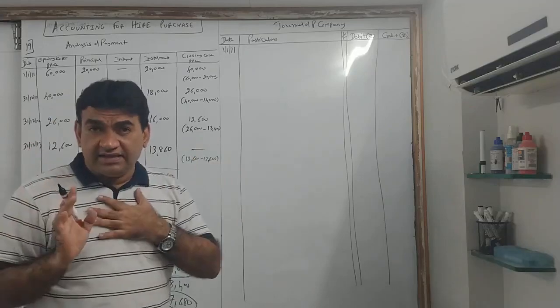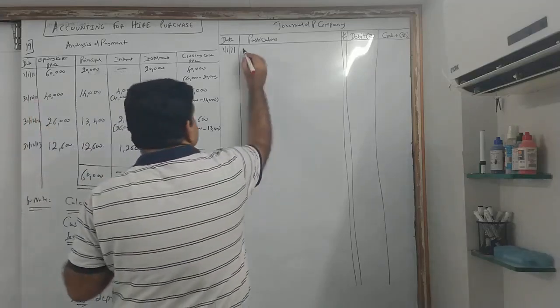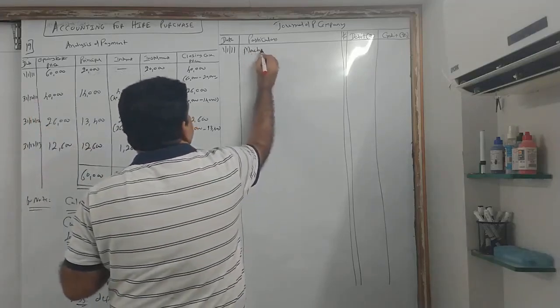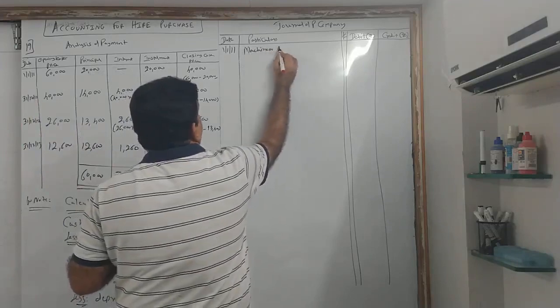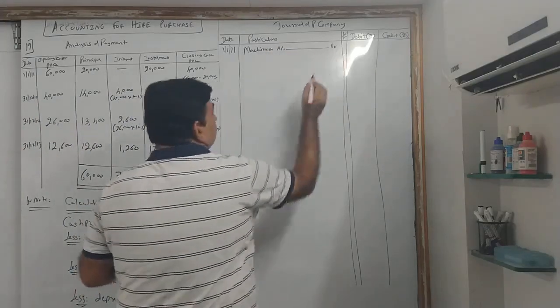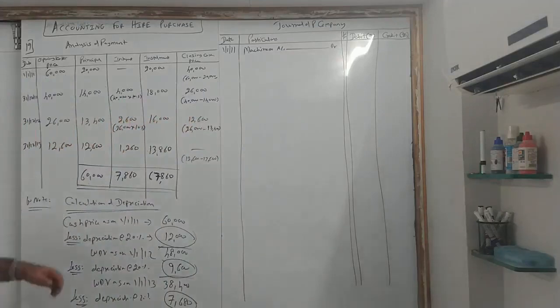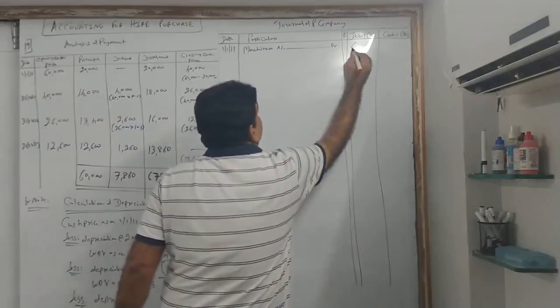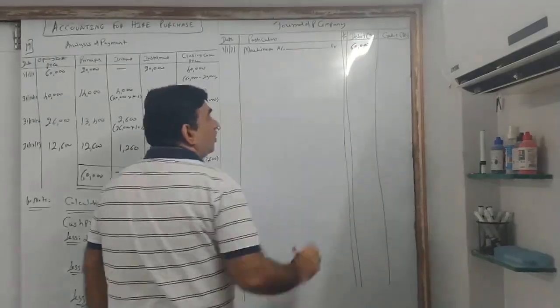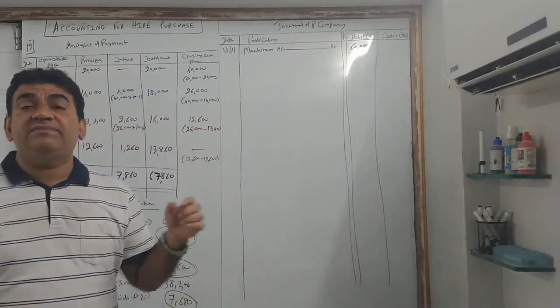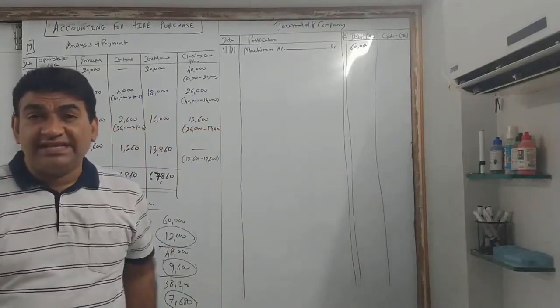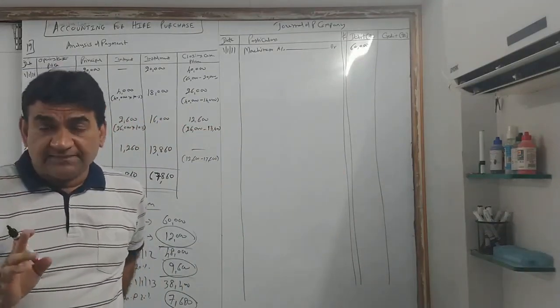Since I am buying machinery, my first entry will be machinery account debit. It will be my cash price. What is my cash price? 60,000. So I will debit the asset by 60,000. Always the asset will be debited by the cash price, that is 60,000.